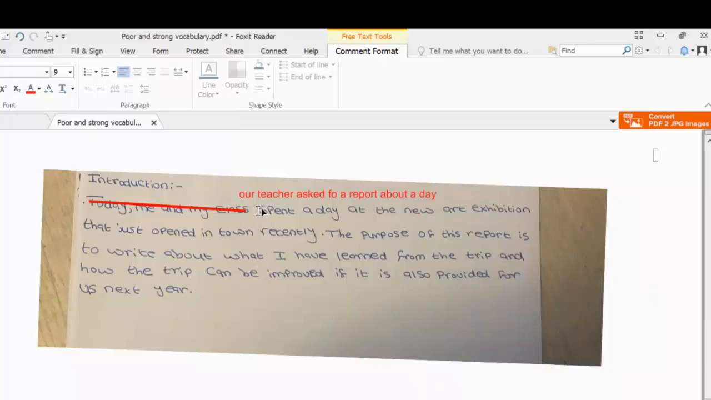A day we spent at. We will delete this part as well. Then you wrote, the purpose of this report is to write about. We said use one of the strong verbs. Why did you use write about what I have learned? Say to highlight, it's better. Or to elaborate. So don't write again. Highlight or elaborate or investigate.